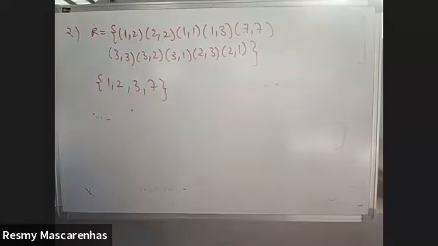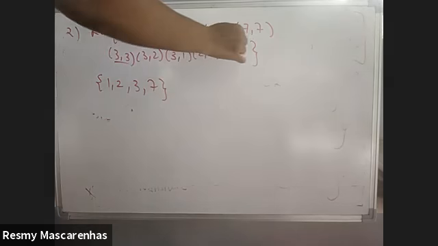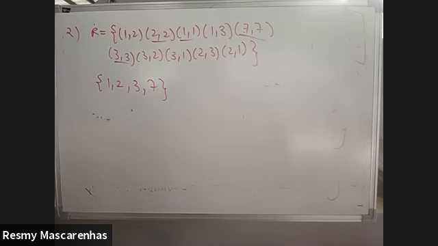For reflexive, you have to check that the pair with itself is present. All the elements are. So 1 comma 1 is there, 2 comma 2 is there, 3 comma 3 is also there. Order will not matter, right? It could be anywhere. And 7 comma 7 is also there. So it is reflexive.